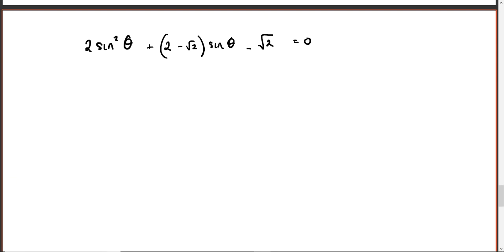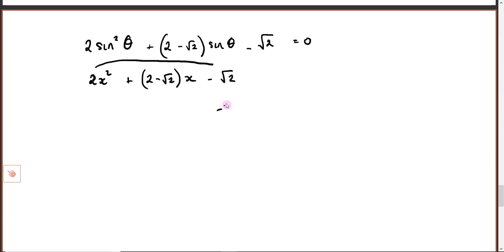It's quite a nice one, actually. So we do the same thing. We can consider it as 2x squared plus 2 minus root 2x minus root 2. We multiply, and you've got negative 2 root 2.